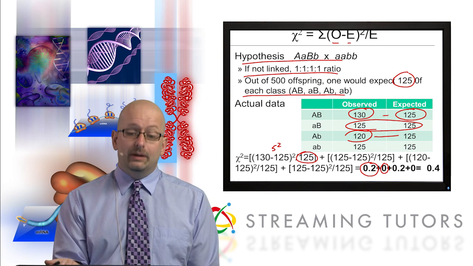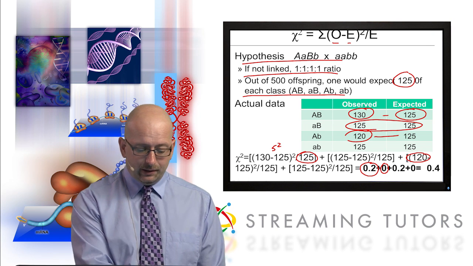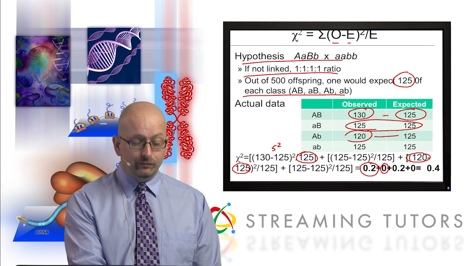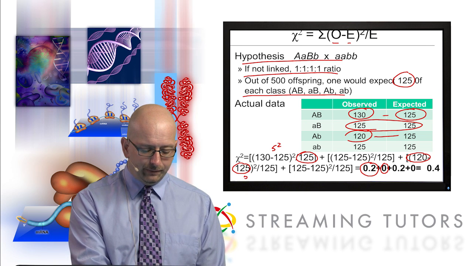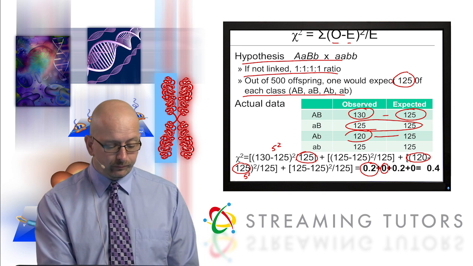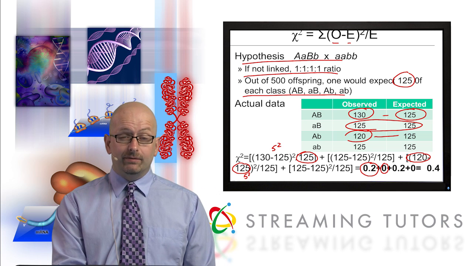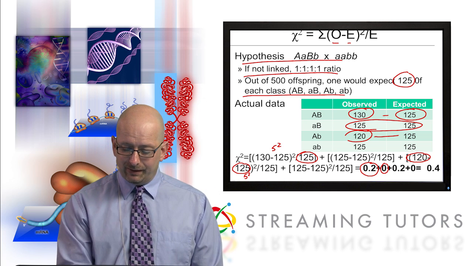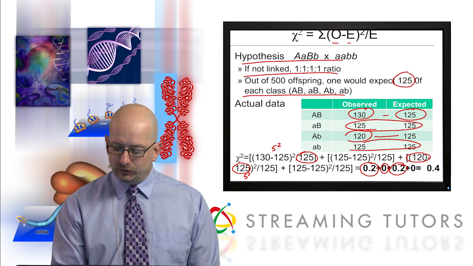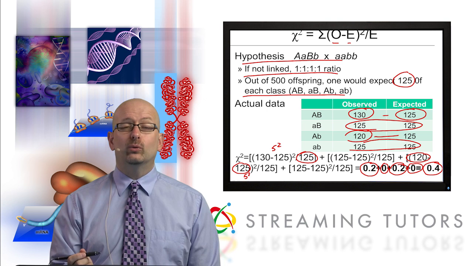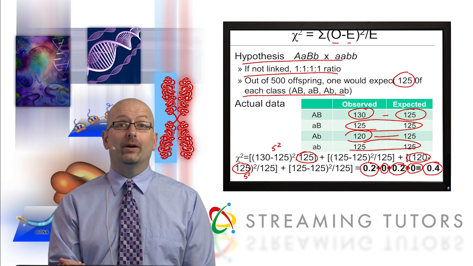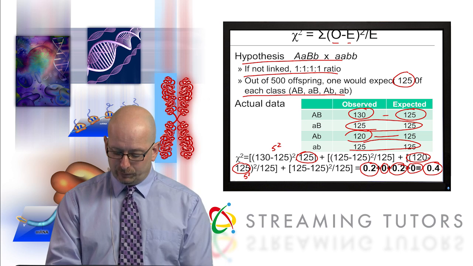This one is over here, 120 minus 125 is obviously negative 5, but negative 5 squared gives you the 25 again, which we'll divide by 125 and get our 0.2 again. And then this last class is going to give us a 0. So now we've come up with a chi-squared value. You see minor deviations, and this is something more like you might see in real life for unlinked genes. And it comes to 0.4.